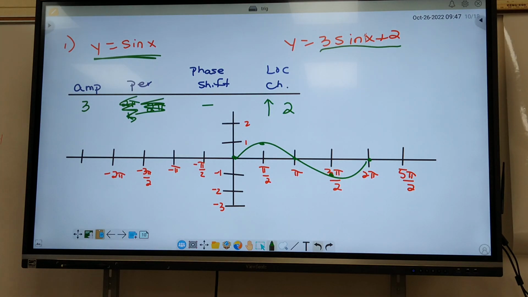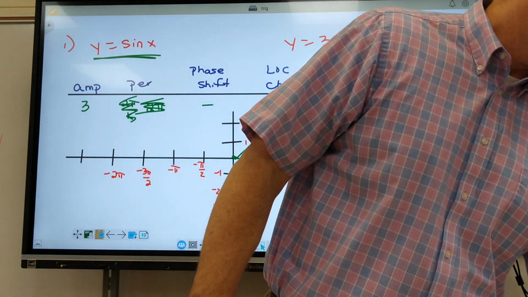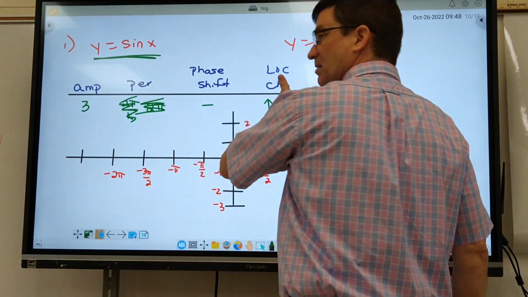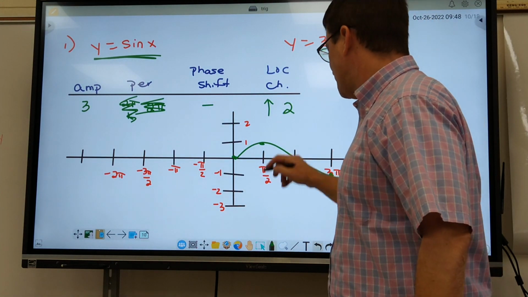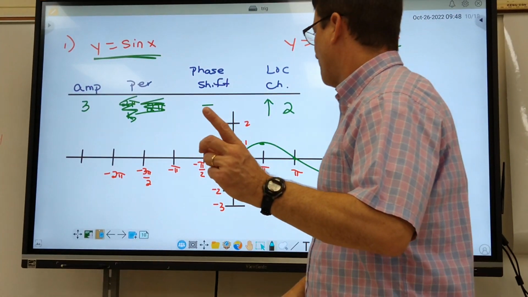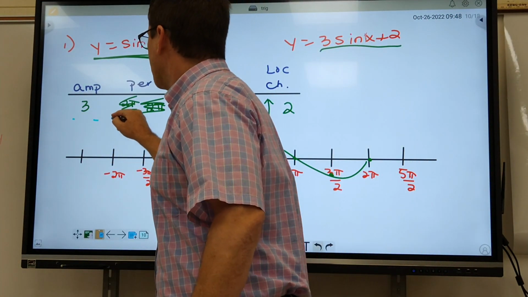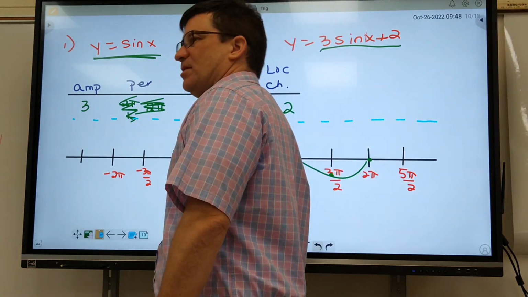All right, so here's a question. You got to change amplitude and location change. Which one do you need to change first? Always start in the back and work your way to the front. So location change says up 2. Now we're going to move everything up 2. The first thing I'm going to do is draw a dotted line up 2. That's moving my x-axis up 2.